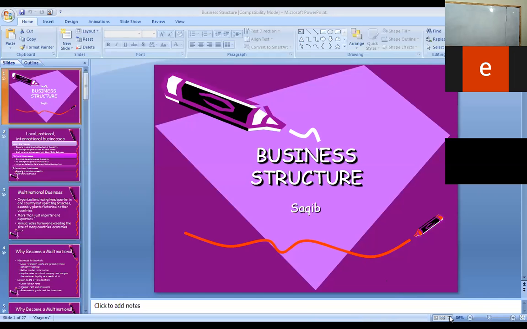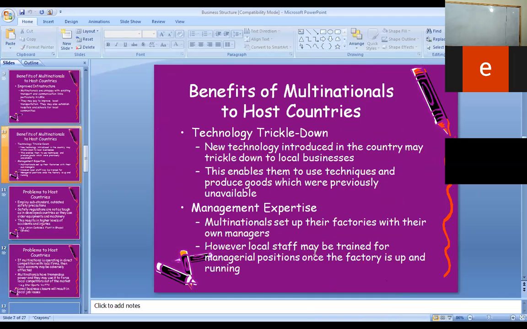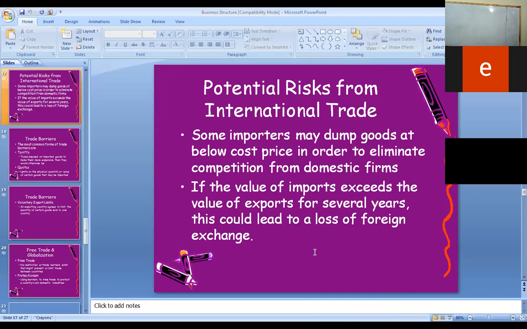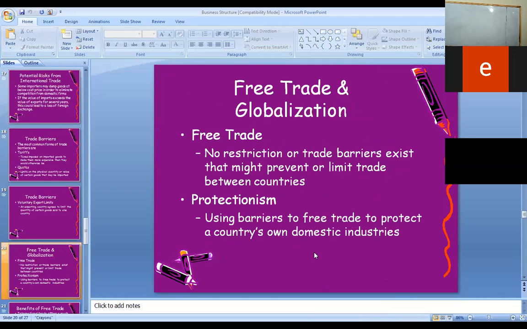Okay, so what are the benefits of free trade? It offers much wider choices of goods and services while you are importing things. And import of raw materials can allow a developing economy to increase its rate of industrialization. And then importing also increases the competition in the domestic industry.